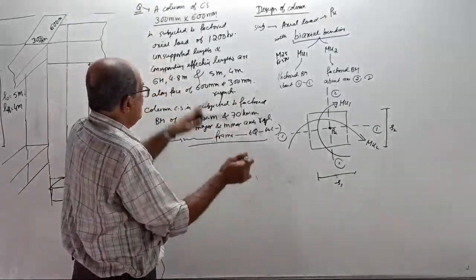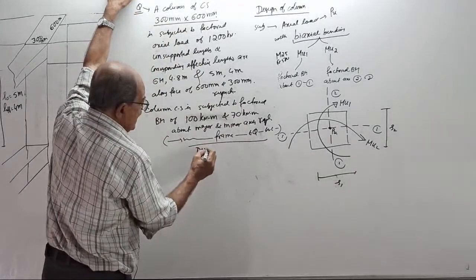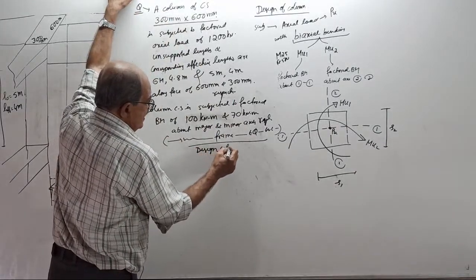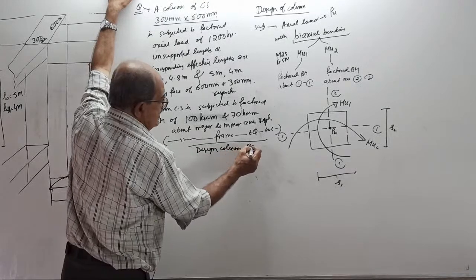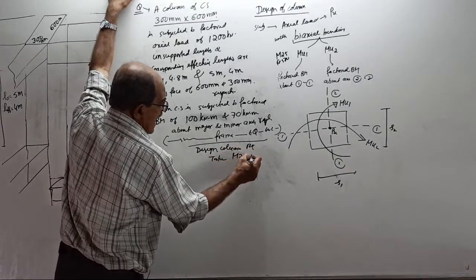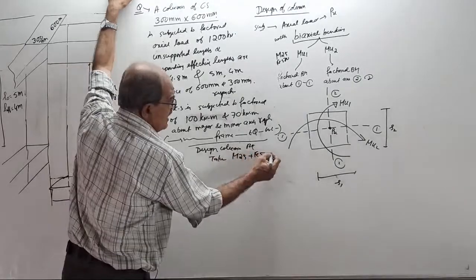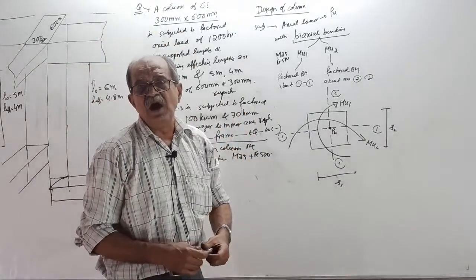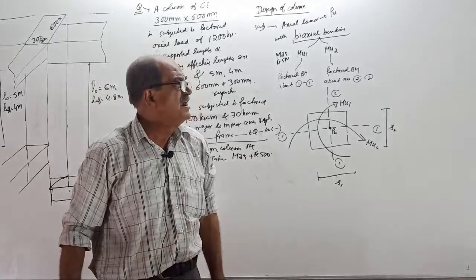Okay, now design column reinforcement. Design column reinforcement taking M25 concrete and Fe500 steel. M25 concrete and Fe500 steel.